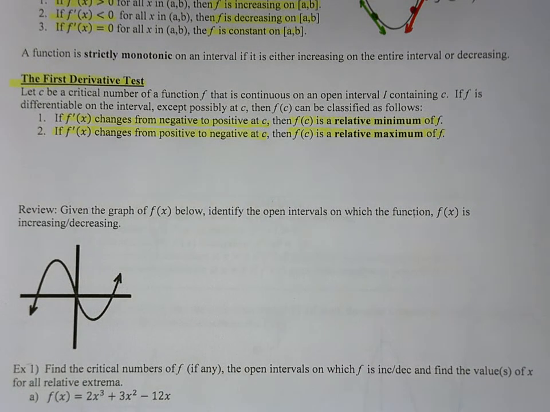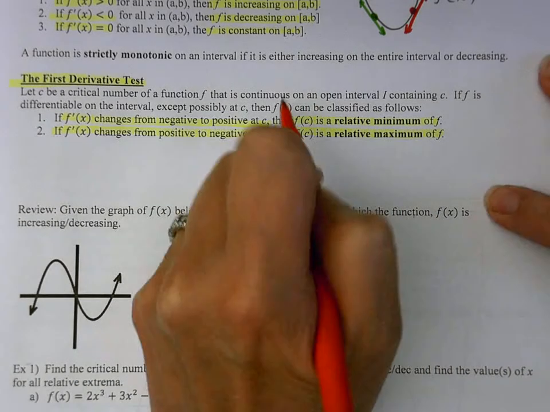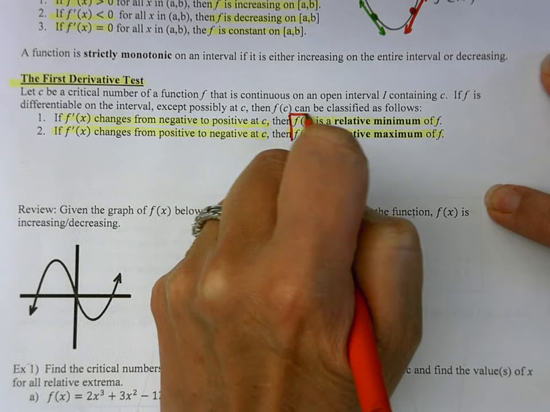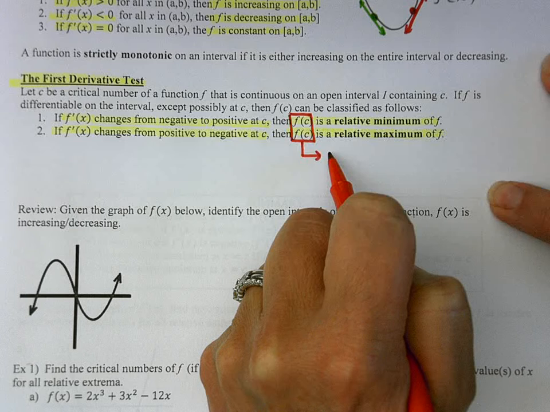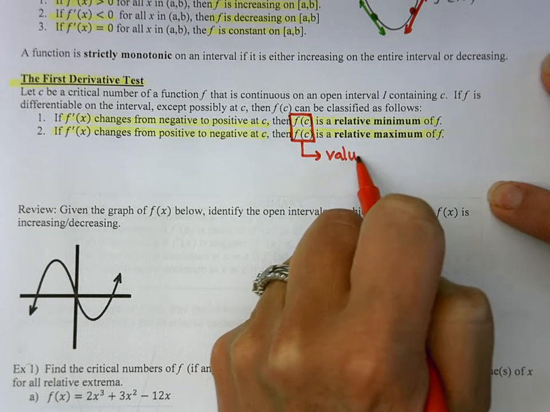So just a few things to make sure we're clarifying: if you notice right here, they're specifically saying f of c is your relative maximum or relative minimum. And just a reminder, this is your value of y.